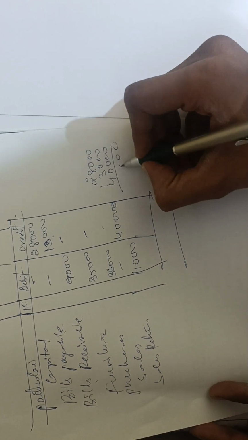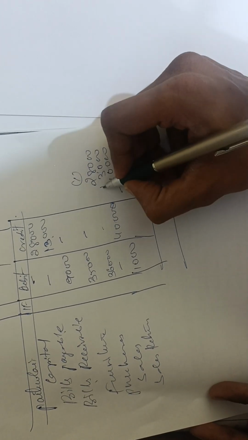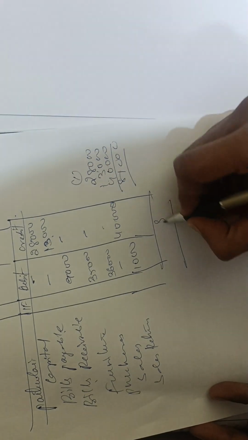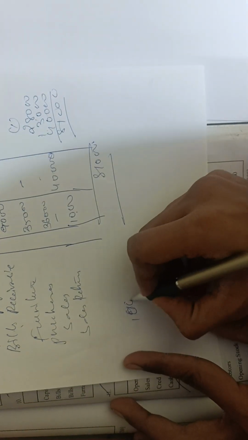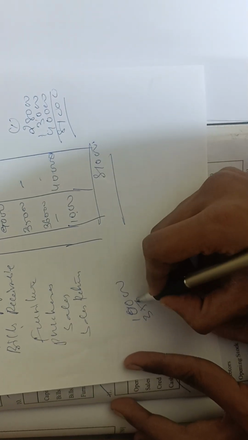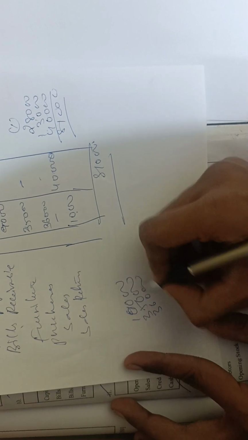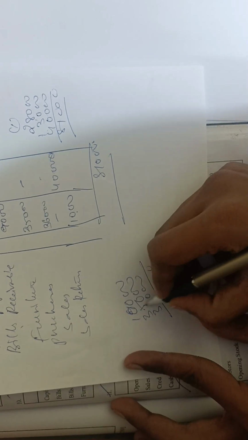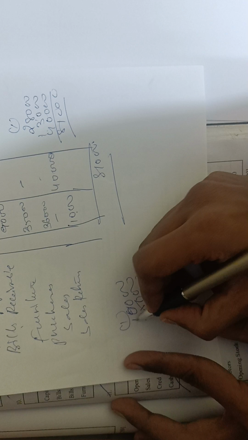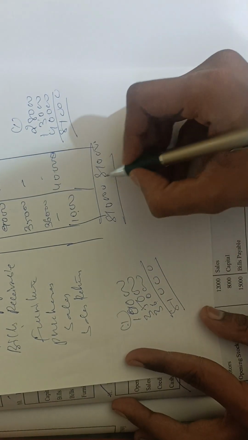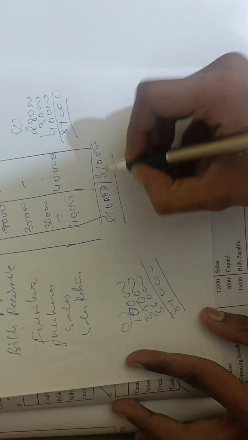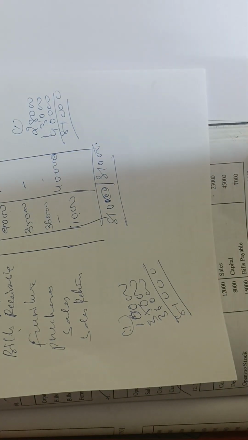0 0 0, 8 plus 3, 11, 4, 5, 6, 7, 8. Here you get 81,000. Next do the total. 9 plus 1,000, it is 10,000, then 35,000, then 36,000. Now 0 0 0, 5 plus 6, 11, 3, 3, 6, 7, 8. So you got the same total, right? 81,000, 81,000. So you have to get the same total. If you get the same total, then only you're going to get 2 marks easily.